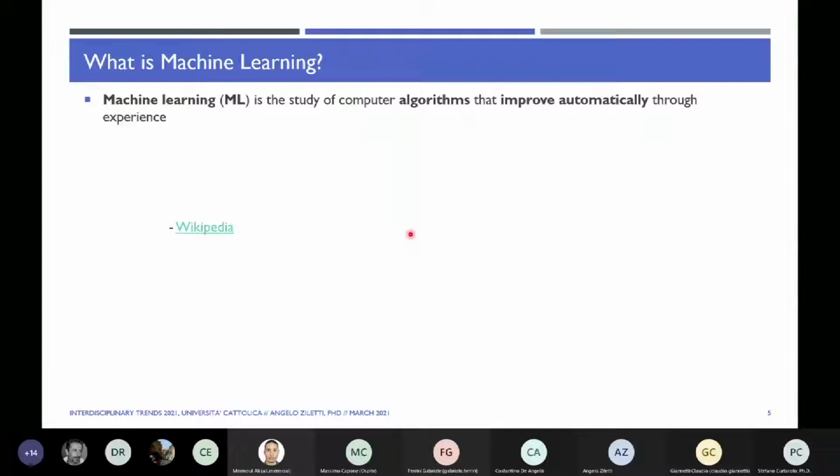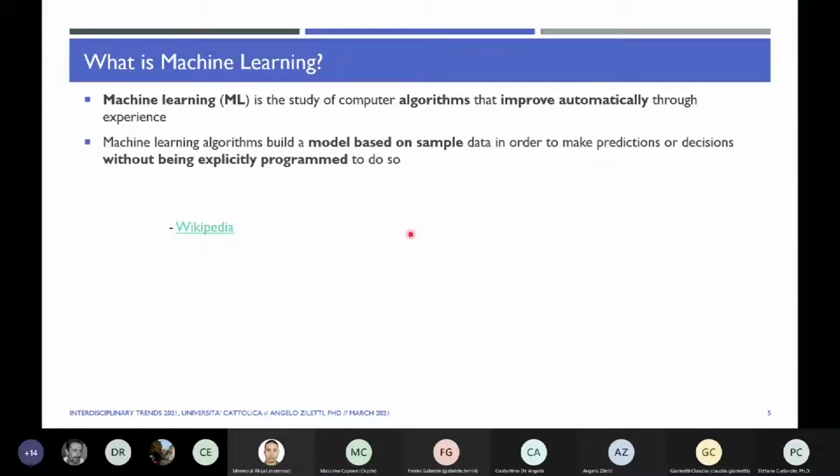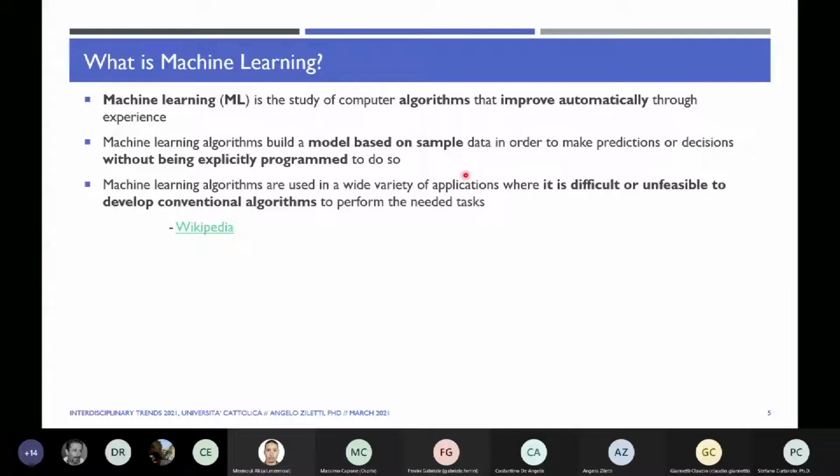And so what is machine learning? Machine learning is a study of computer algorithms that improve automatically through experience. I really took the definition from Wikipedia. And what is important to notice is that the model is going to be trained on sample data without being explicitly programmed to do so. So that's where you usually use machine learning.